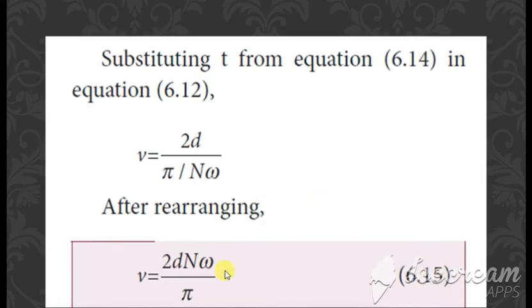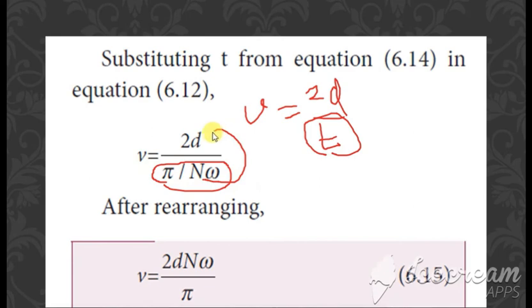Now using this formula in the first equation. What is the first equation we saw? V is equal to 2D divided by T, is it not? In this, substitute the value of T, which is pi divided by n omega. This n omega goes to the numerator. So we get V is equal to 2D n omega divided by pi.